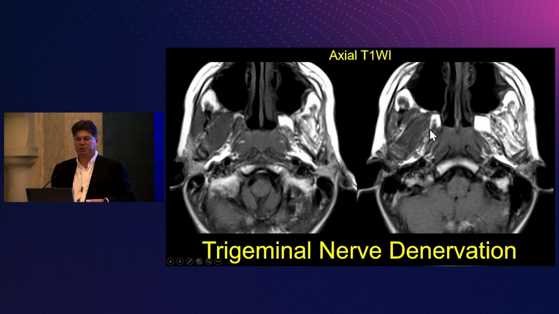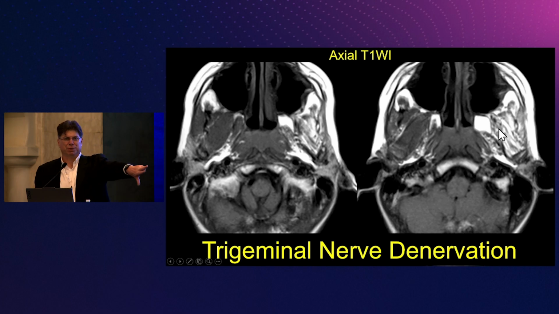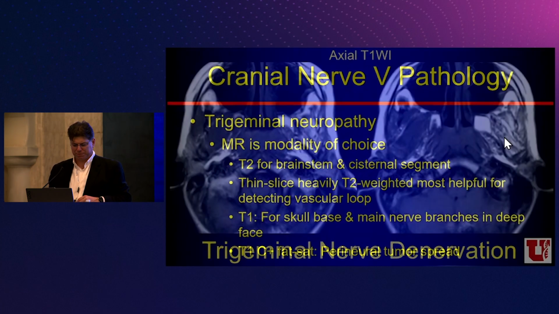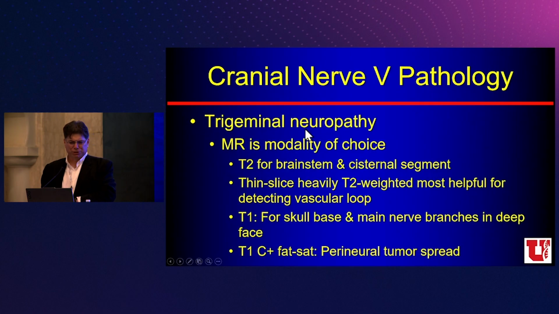That should be the lateral pterygoid that we see normally right here. So all those muscles of mastication are being fed by V3 down inferiorly. So this is a trigeminal neuropathy case where we have denervation of that musculature. So for trigeminal neuropathy, MR is usually our modality of choice.